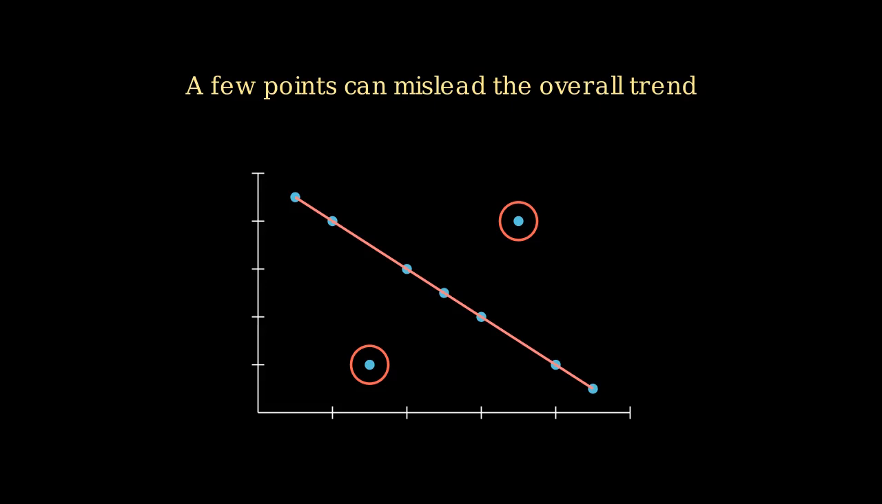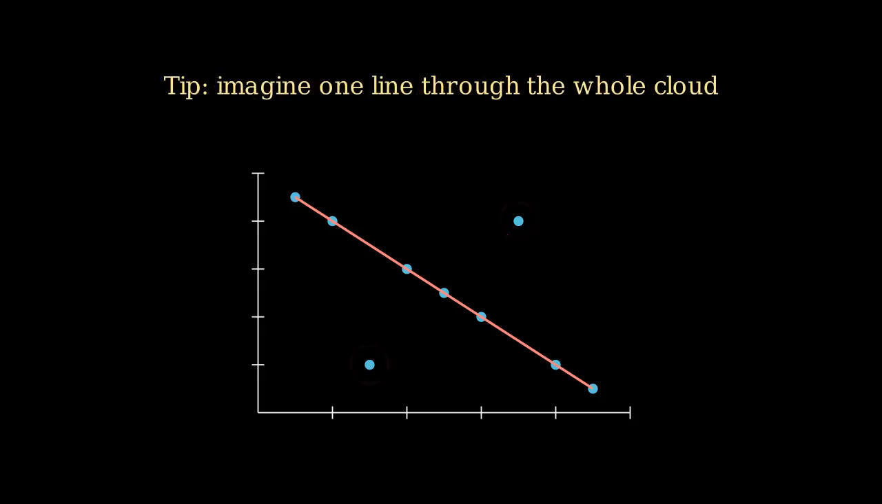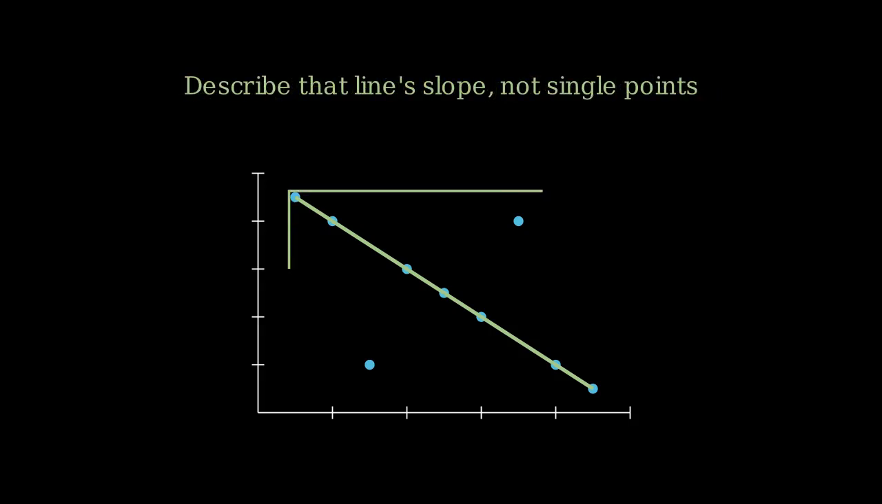So here is the teaching tip. Before you describe the correlation, imagine drawing a single straight line through the middle of the whole point cloud. Describe the slope of that imagined line, not the position of any individual point, and you will always get the correlation right.